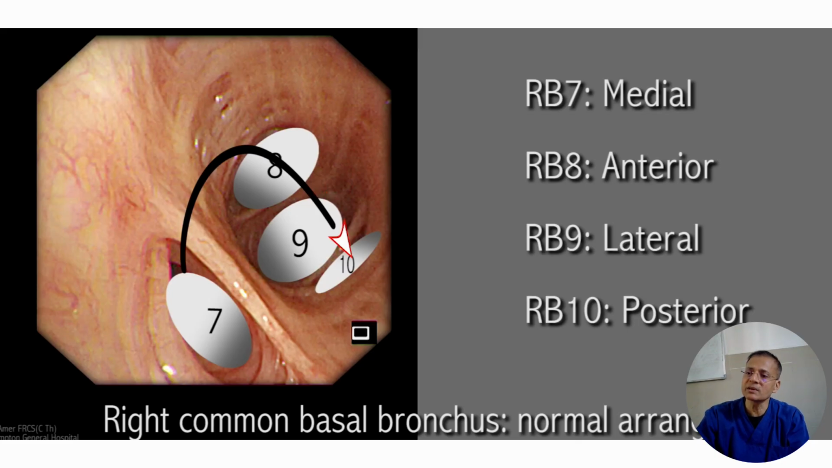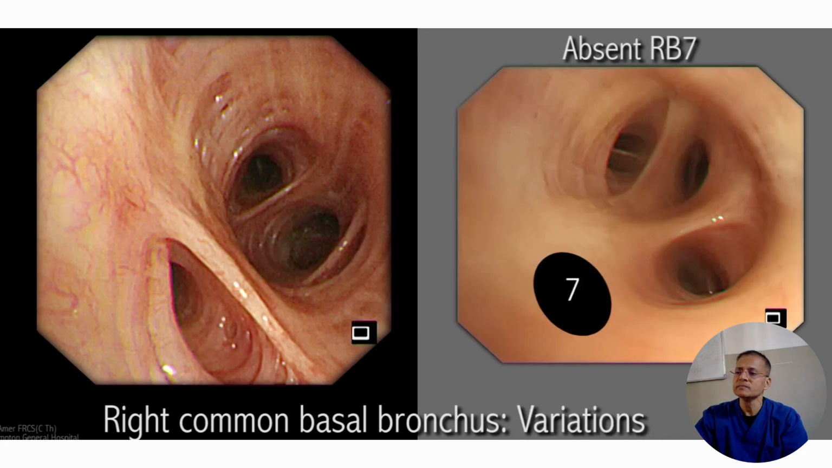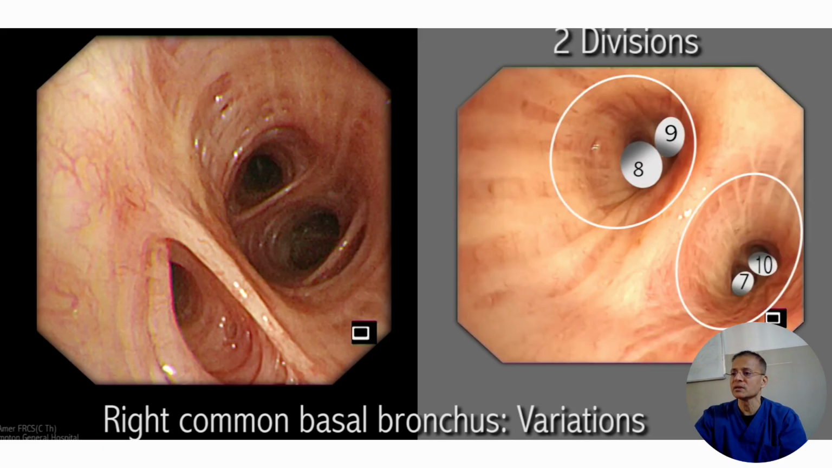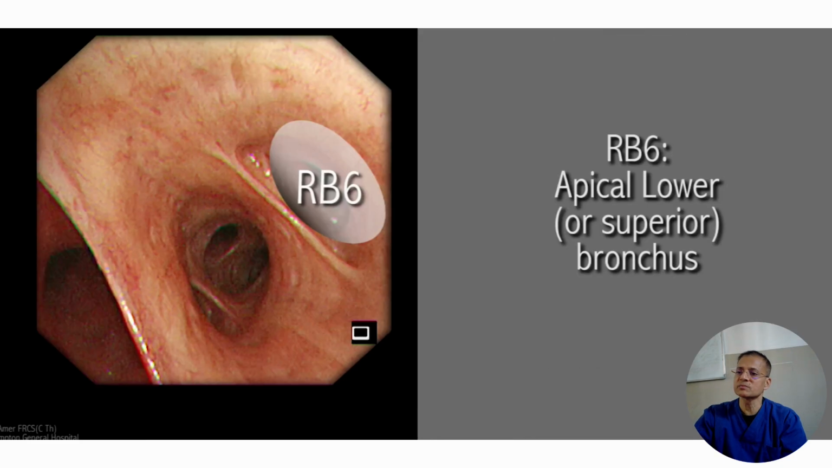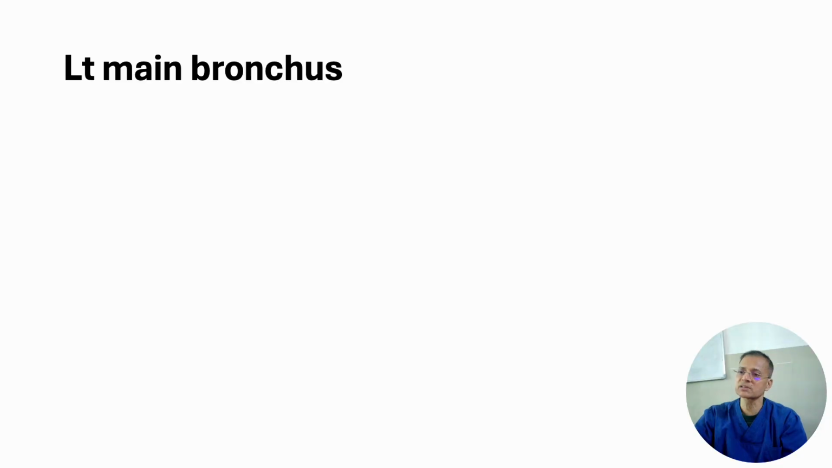Whereas in the CT picture, the 7, 8, 9, 10 order is so because that was the actual image. The picture was flipped, and when it is flipped it will correspond totally to the bronchoscopy picture, right? Sometimes B7 may be absent. That's not uncommon. Sometimes there is a division into 8, 9 and 10, or 7 and 10. Various variations may happen. This is the right side B6 that I showed you.